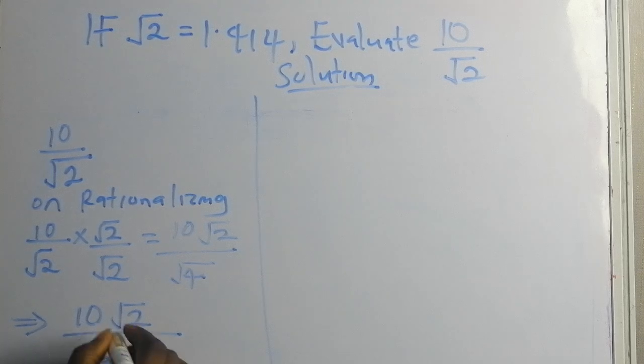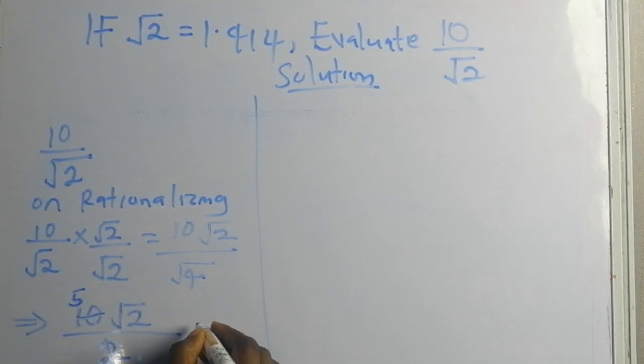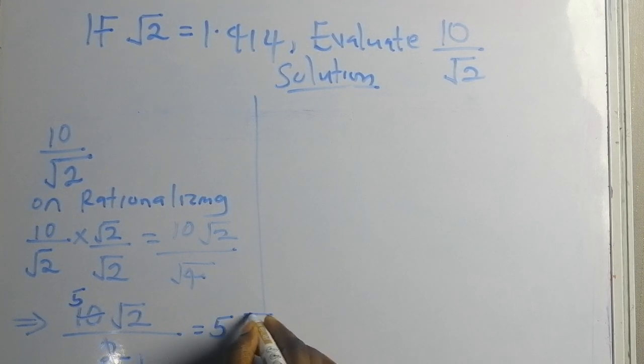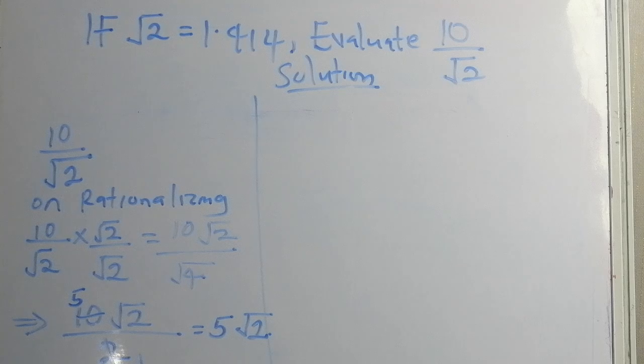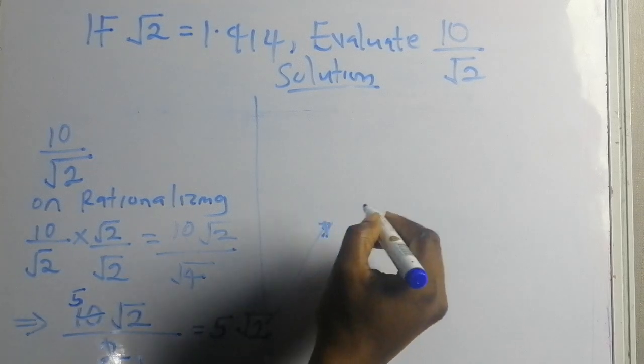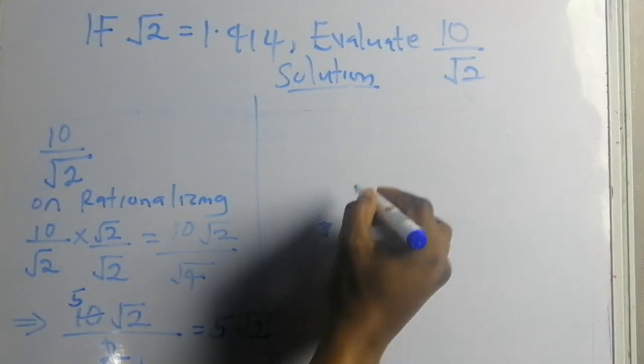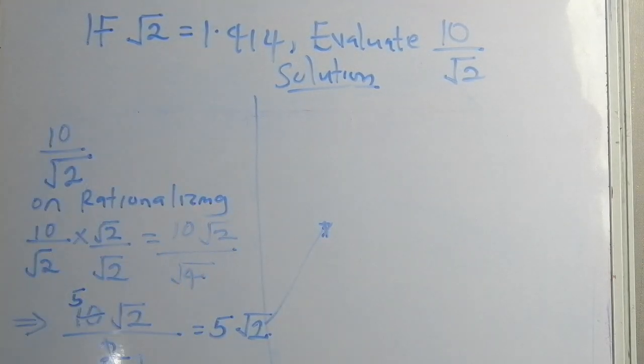So 2 can go here, 1; 2 can go here, 5. So that's 5 root 2. You see now? And now they're giving us the value for root 2. They said without using a calculator, can we get our answer? Fantastic, we can do that. Instead of writing root 2, I'll write the value given to us, which is 1.414.